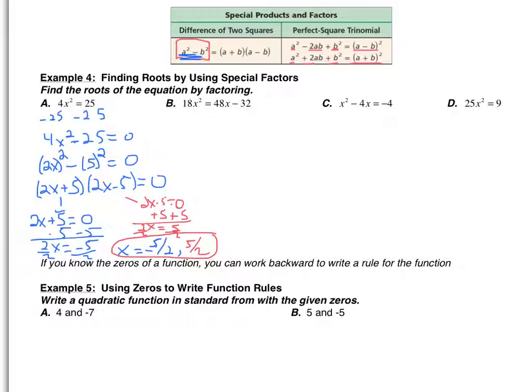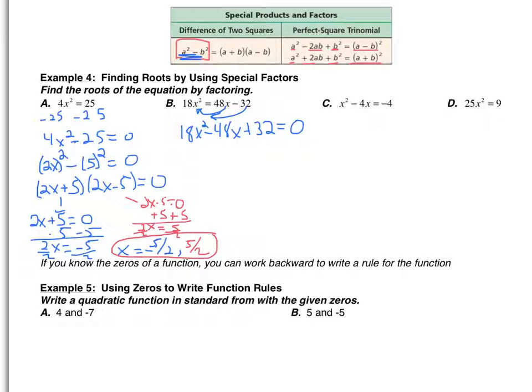In example B, we want to get all of the information on the same side, so we have to move the 48x over and the minus 32. So we get 18x squared. We subtract 48x to move it over with the x squared. We add 32 to move it over with the x squared and the x, and then we end up equal to 0.